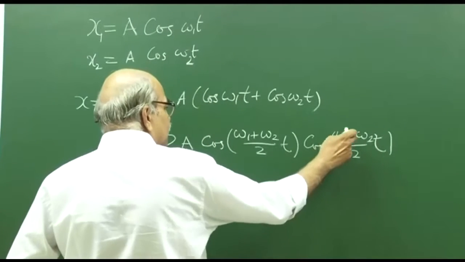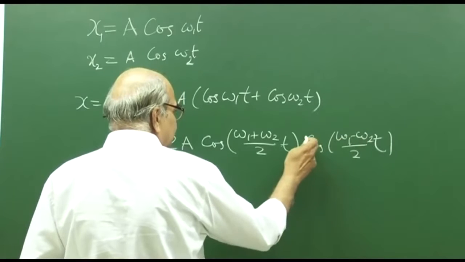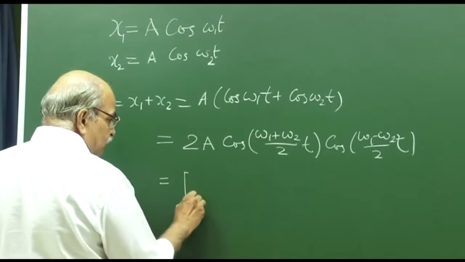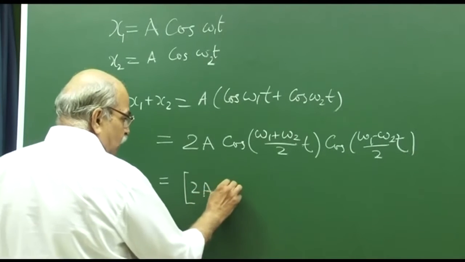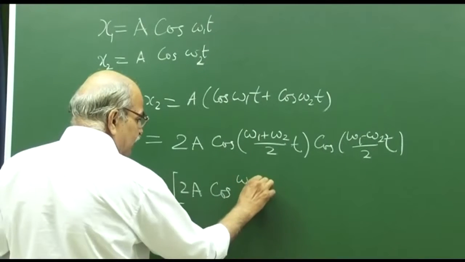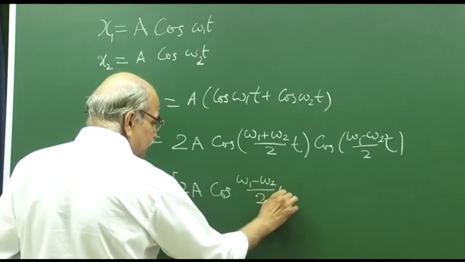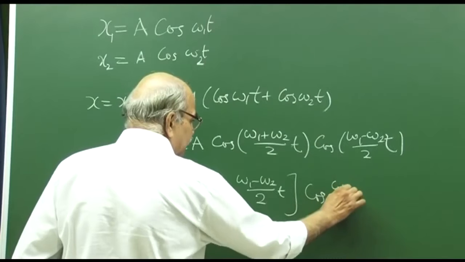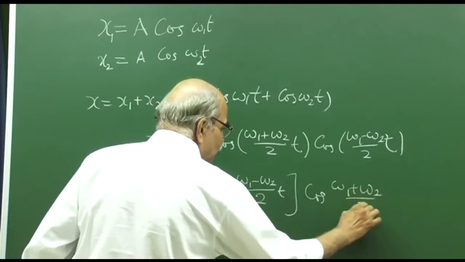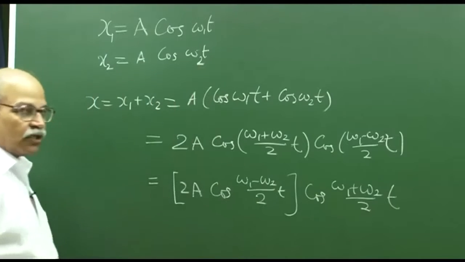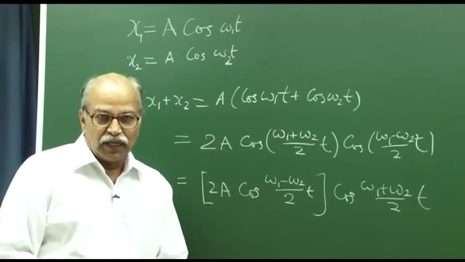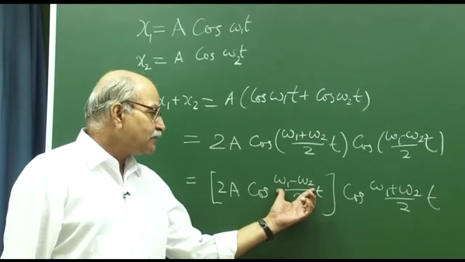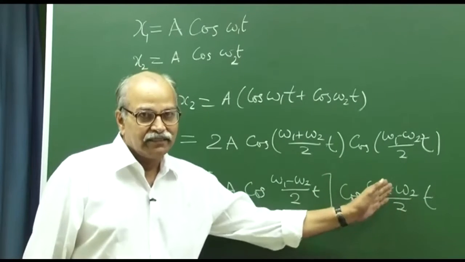Whether it is omega 1 minus omega 2 or omega 2 minus omega 1 does not matter, it is cos. Now, let me rewrite this as 2a cos (omega 1 minus omega 2)/2 t, and then this factor cos (omega 1 plus omega 2)/2 t. Now, if omega 1 and omega 2 are close to each other, then this is going to be a small number and this is going to be a much bigger number.